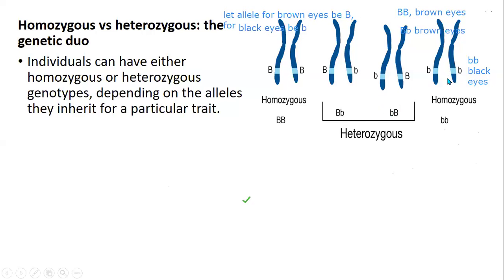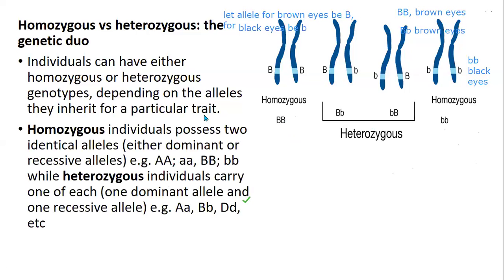We call this one homozygous recessive because it has double recessive alleles. And we call this one homozygous dominant because it has double dominant alleles. Then for heterozygous, we don't say heterozygous recessive or heterozygous dominant. We just say heterozygous. So all organisms are either homozygous or heterozygous. That is how those come about.